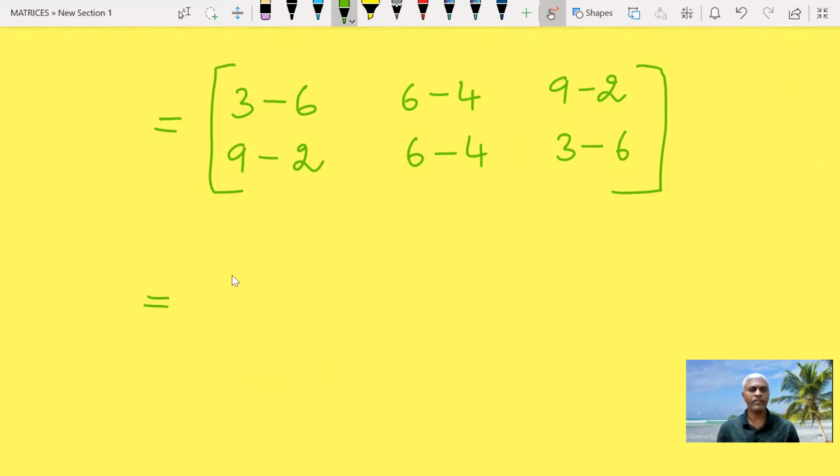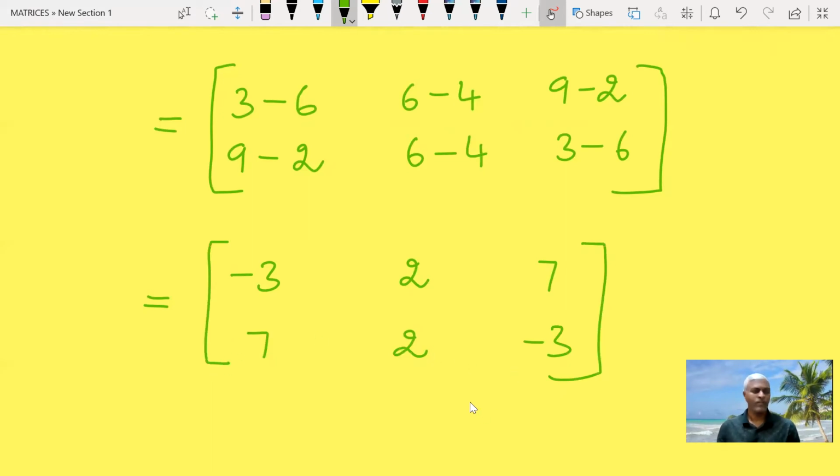3 minus 6 is minus 3. 6 minus 4, 2. 9 minus 2, 7. 9 minus 2, 7. 6 minus 4, 2. 3 minus 6, minus 3. So this is 3B minus 2A.